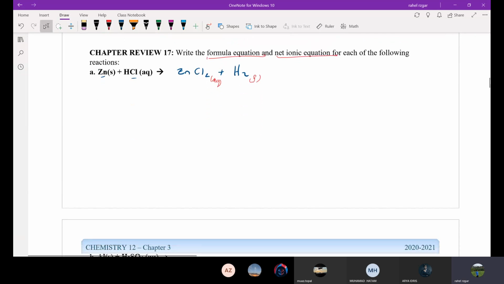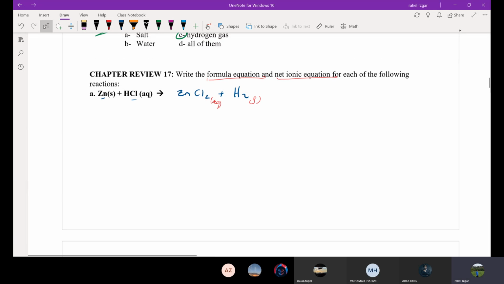Now we have written the formula equation. But in order to reach the net ionic equation, we need the overall ionic equation. The logic is the same as acid and base. So zinc is a metal. It's just a piece of metal. It's not ions, it's not separated. So we just write zinc, solid.